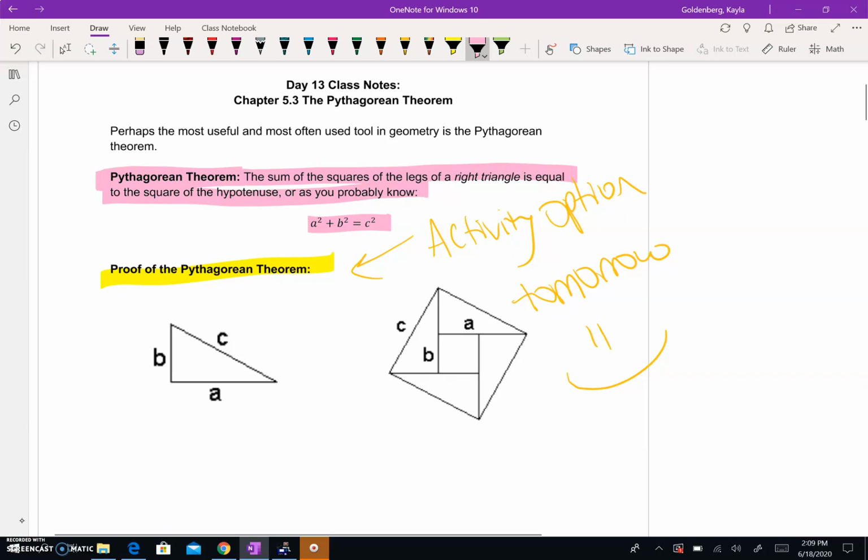The Pythagorean Theorem says that the sum of the squares of the legs of a right triangle is equal to the square of the hypotenuse. What that is saying is a squared plus b squared is c squared. That's representing these side lengths over here, and it only works for a right triangle. The two smaller sides squared equals the larger one, which is called the hypotenuse, and that's the one across from the right angle.